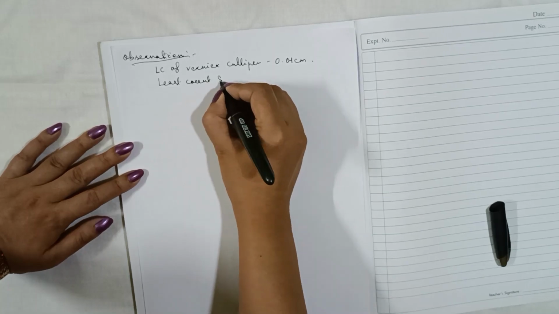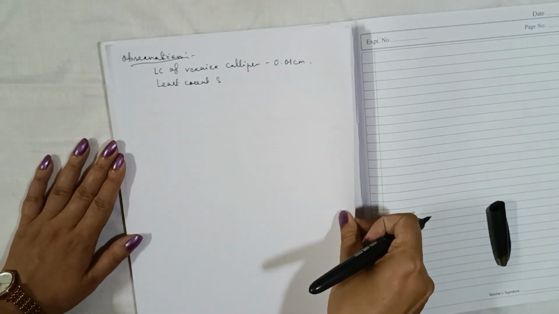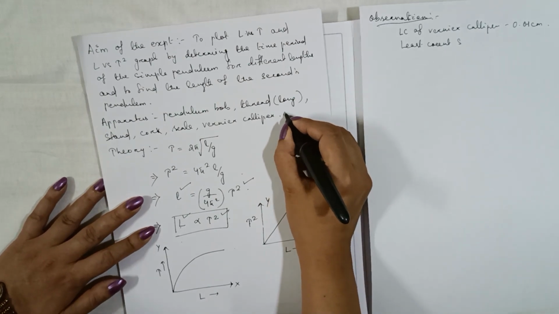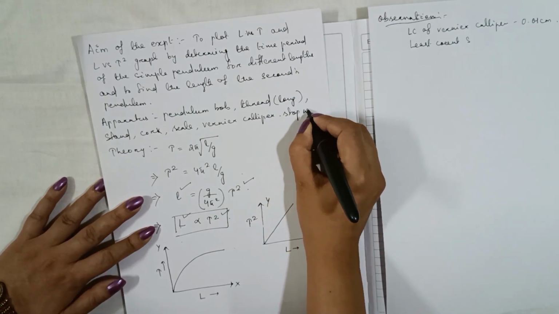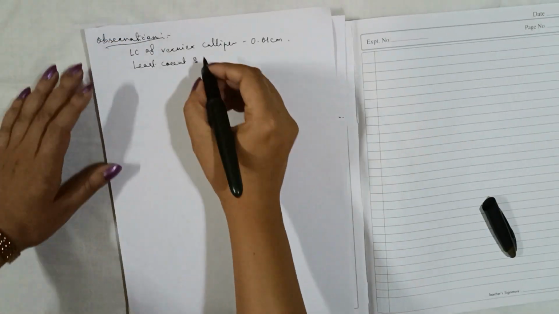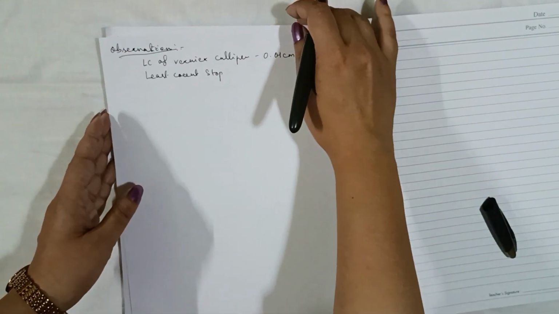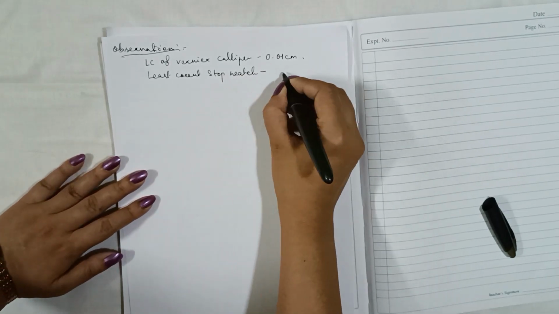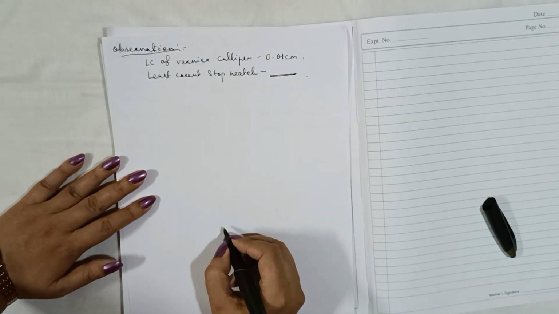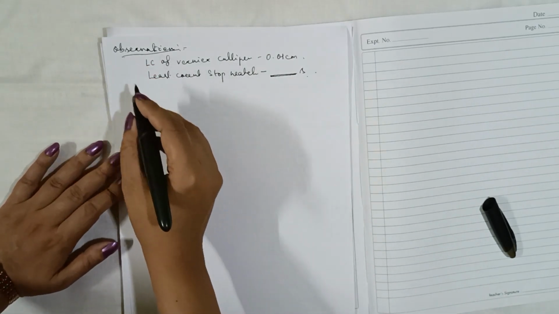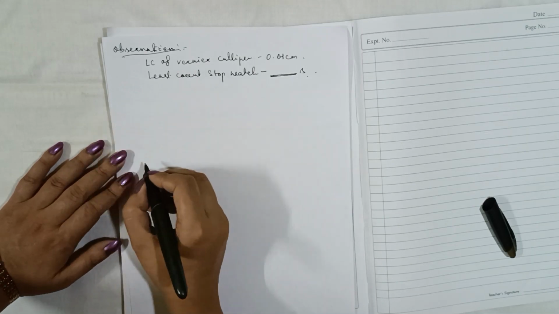And of course, the least count of the stopwatch. Okay, I forgot to write the stopwatch in the apparatus. That is very, very essential. So let's write it here, that is your stopwatch. So here, the least count of the stopwatch. After looking into the apparatus, you are going to write what the least count of it is, in seconds, of course.